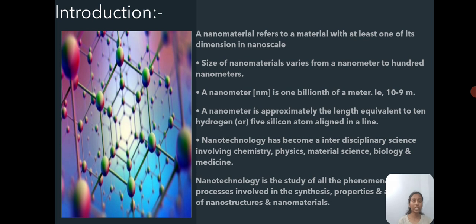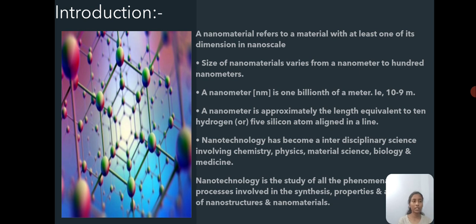A nanomaterial refers to a material with at least one of its dimensions in nanoscale. The size of nanomaterials varies from a nanometer to 100 nanometers. A nanometer is 1 billionth of a meter, that is 10^-9 meter. A nanometer is approximately the length equivalent to 10 hydrogen or 5 silicon atoms aligned in a line.